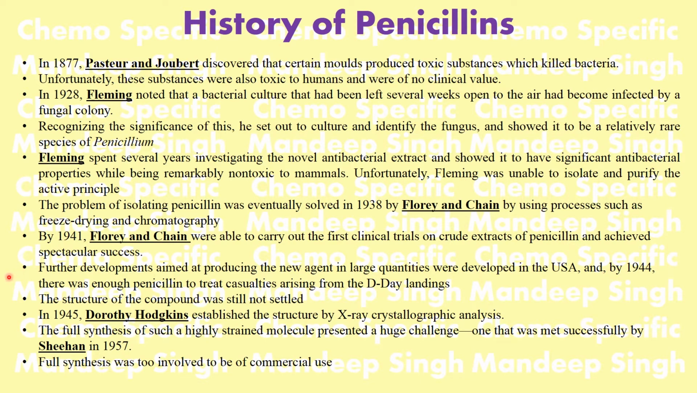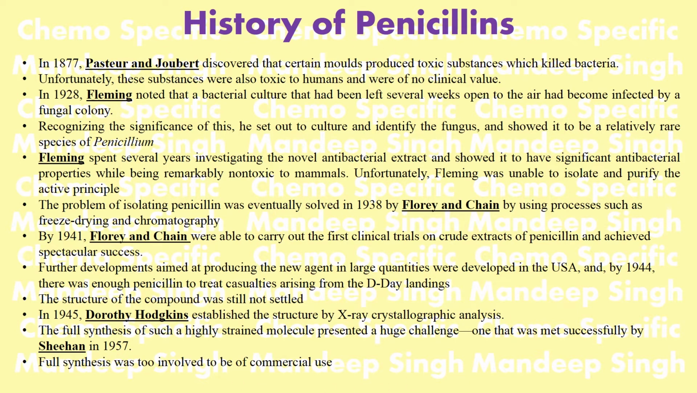By 1945 they had enough supply of penicillin to treat the casualties arising from the D-Day landing, which is the Normandy war that we are talking about. However, the structure was still quite a controversy, and that was solved in 1945 by Dorothy Hodgkin, who used X-ray crystallographic analysis to give the structure. And in 1947, the first synthesis of this highly strained molecule was accomplished by Sheehan. However, this synthesis was so long that it had no commercial value. Okay, so this was the brief history of penicillin.